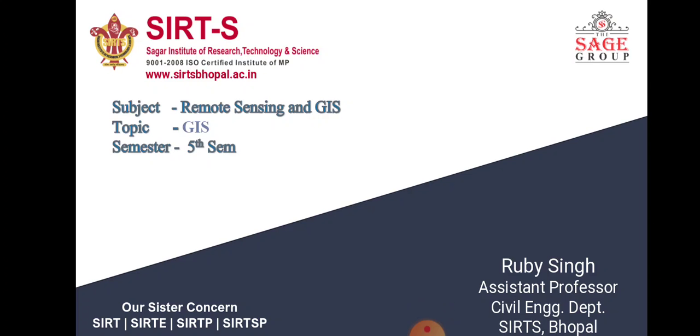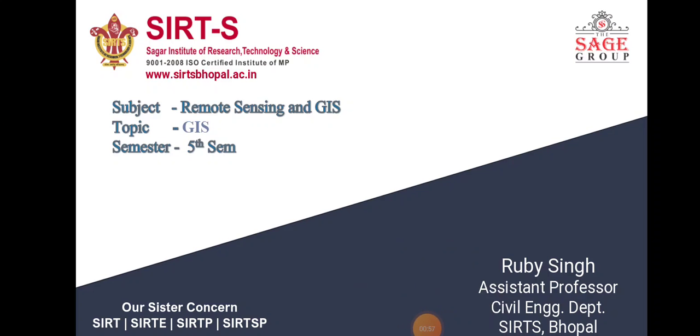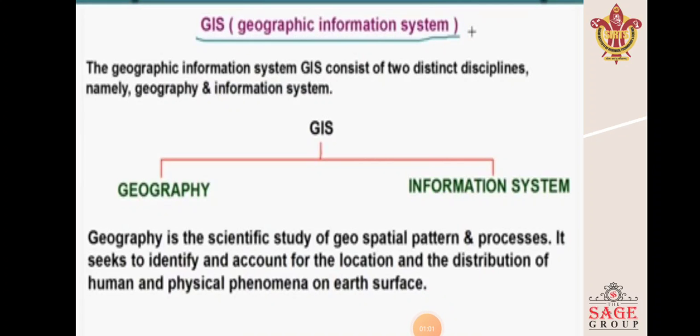Firstly, we discuss the introduction to GIS, then the geographic information system definition, and then the flow chart of GIS. We discuss all key components of GIS. Now next, GIS, geographic information system.